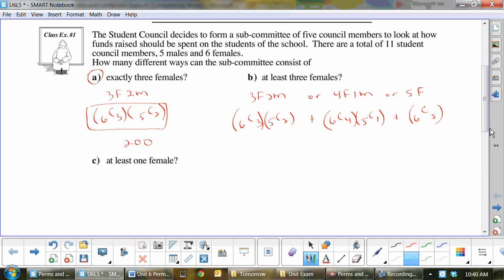But where does this put us? Okay, and then when you do that, 281. And that's a little bit of an adventure putting that into your calculator, but that's the easiest way to do it, sort of. Okay, now at least one female.